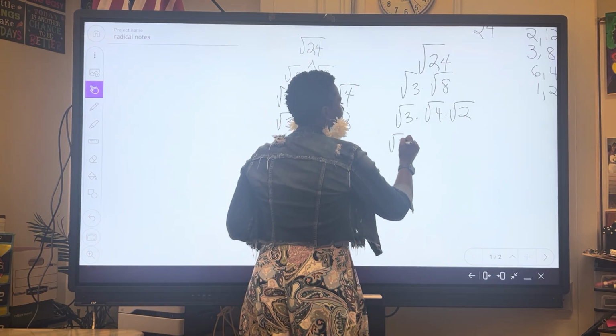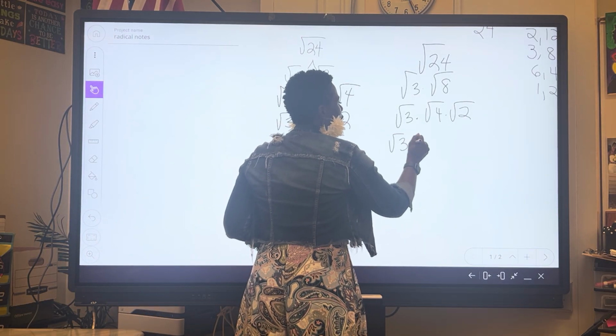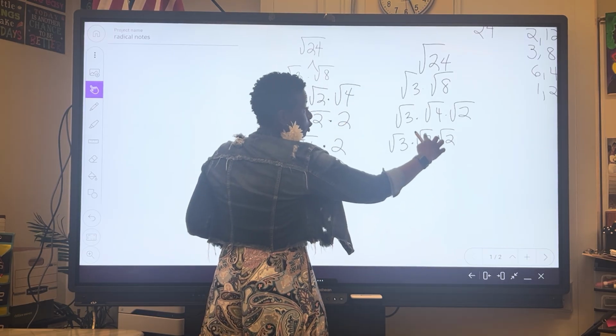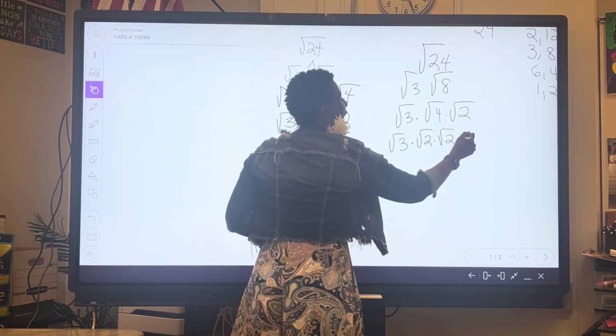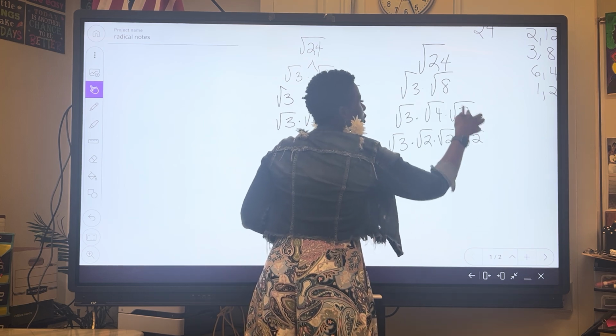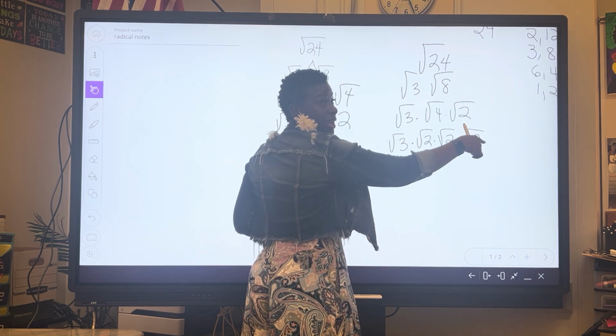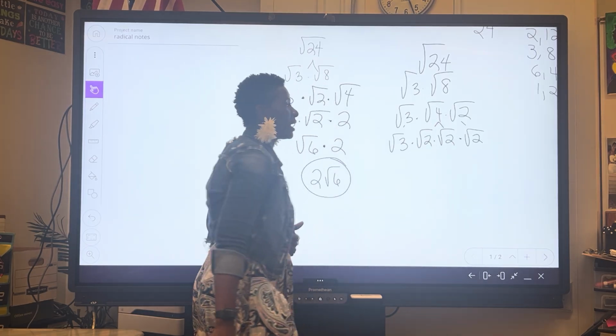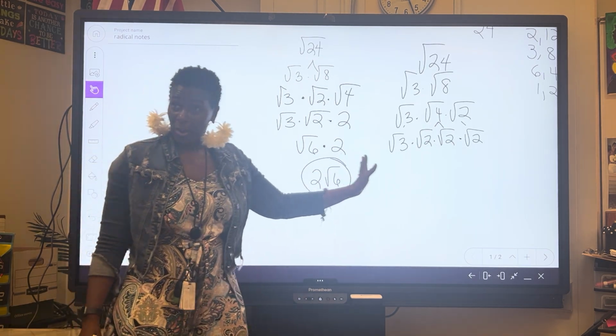I'm going to do radical 3. Now, instead of writing radical 4, I'm going to put radical 2 times radical 2. Now, these two radical 2s, that's 4, right? So what do I have to write next? Another radical 2, because that's that radical 2. Y'all see that? This one is here. This is these two, and this one is that. Does everybody see that? Everybody following?